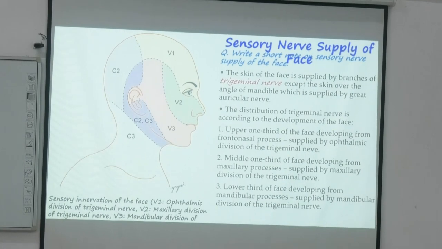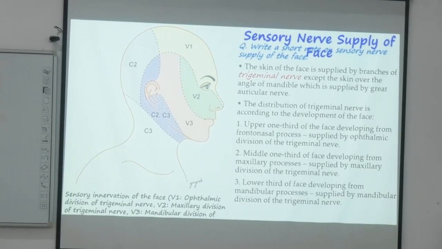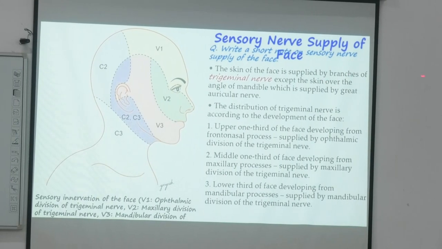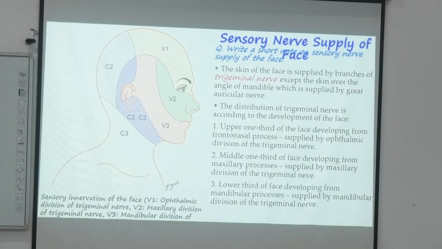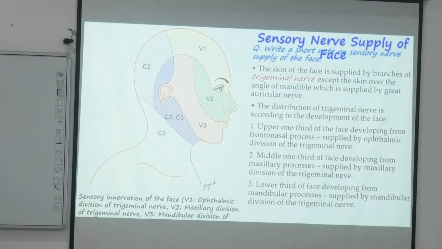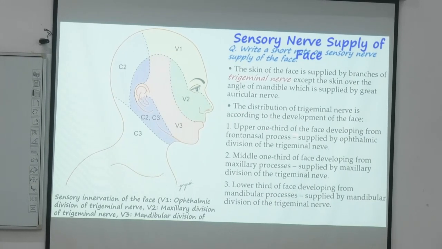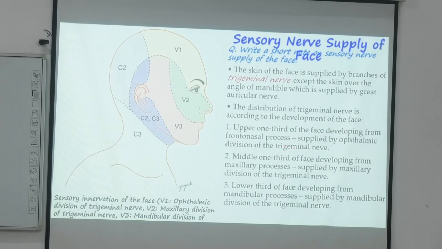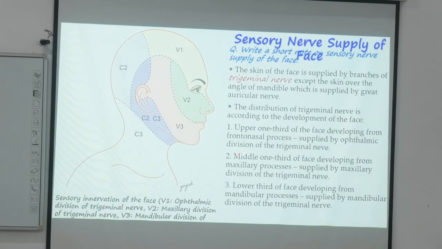Next is the sensory supply of the face. That is also asked. The skin of the face is supplied by branches of the trigeminal nerve, except the skin over the angle of the mandible, which is supplied by the great auricular nerve. And the distribution of the trigeminal nerve is according to the development of the face. The upper segment of the face is developed from the frontal and the posterior, supplied by the ophthalmic division of the trigeminal nerve. Trigeminal is the fifth cranial nerve, that's why it has V1, V2, and V3.